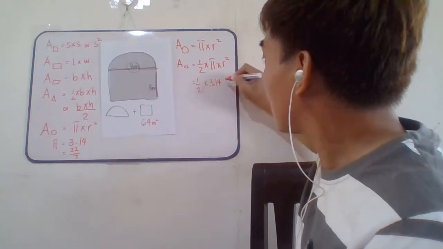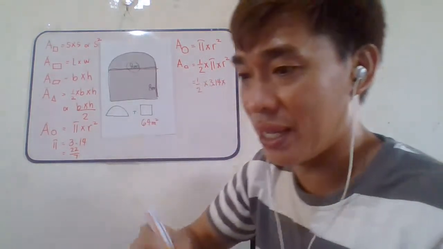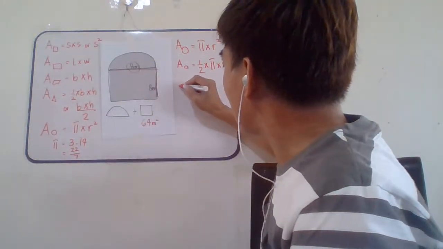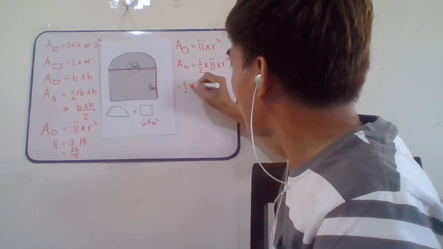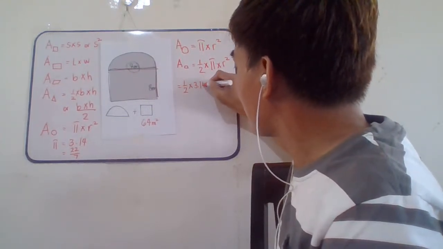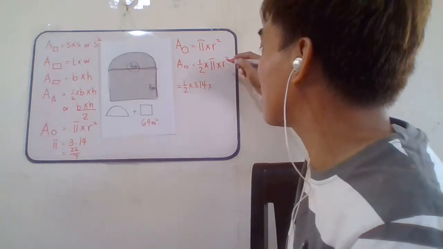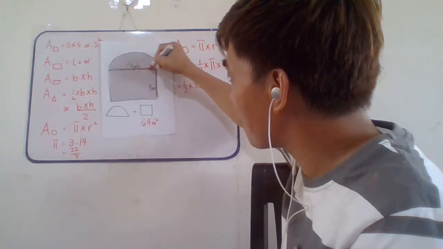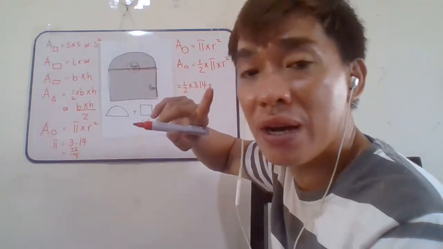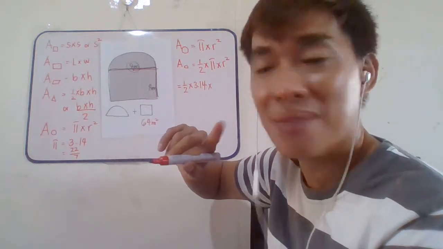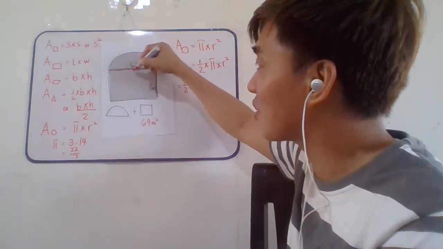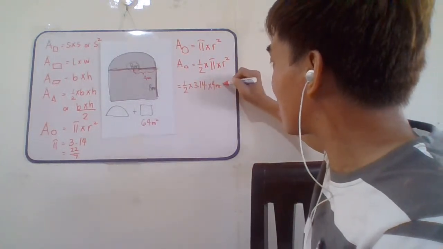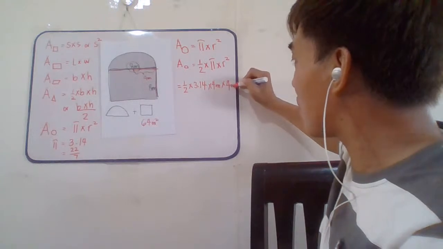So times 3.14 times the radius. Again, that is equal to 1/2 times the pi, which is 3.14, and the radius is half. Remember that the radius is half of the diameter. Okay, this is the diameter, so the radius here is 4 meters. So 4 meters times another radius, 4 meters.